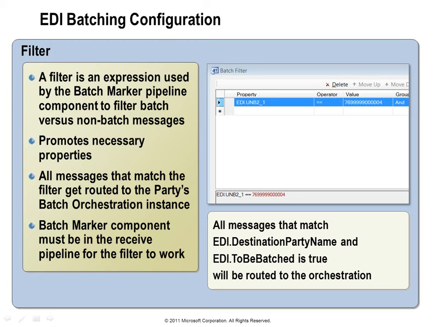The orchestration has a subscription watching for the destination party name and this context property to be batched to be equal to true. So the batch marker component, if a message matches the particular filter, is going to then take that message and promote all those relevant properties so that it gets correctly routed to the orchestration instance correctly.